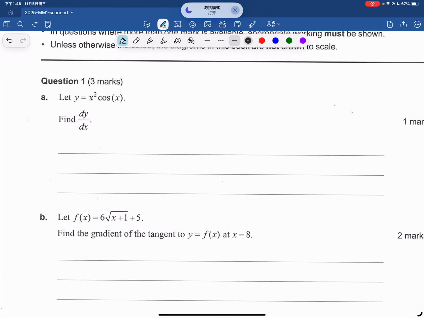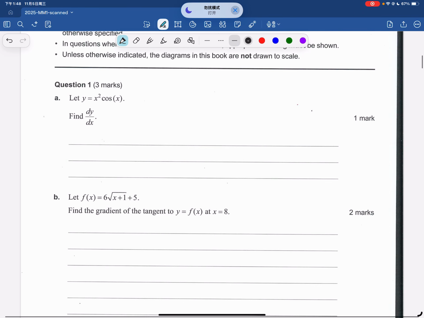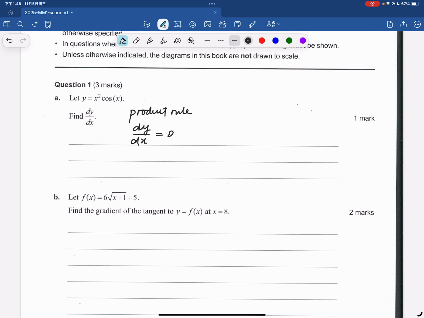Here's my quick walkthrough of this math method, example 1. The first one is a product rule. dy/dx equals 2x cosine of x plus x squared times negative sine x. Tidy that up a little, and you get 2x cosine of x take away x squared sine of x.